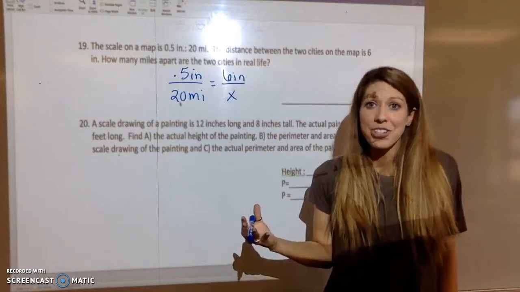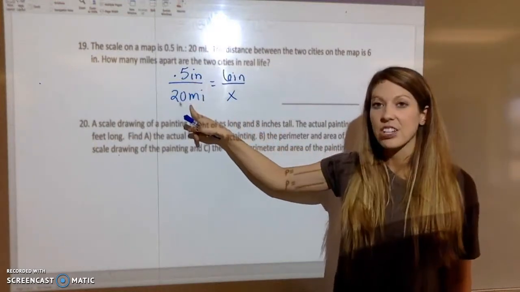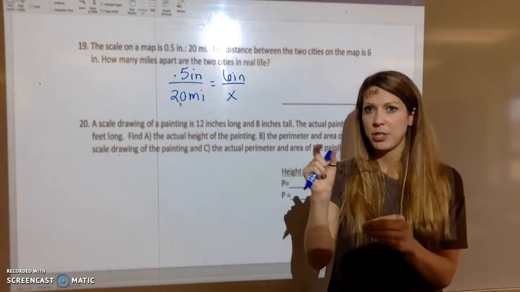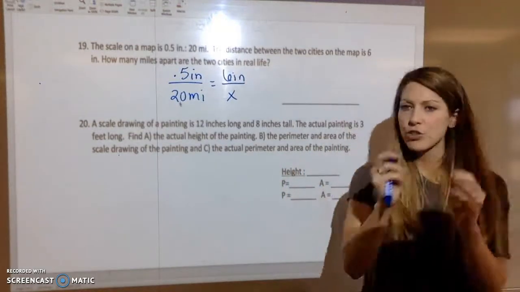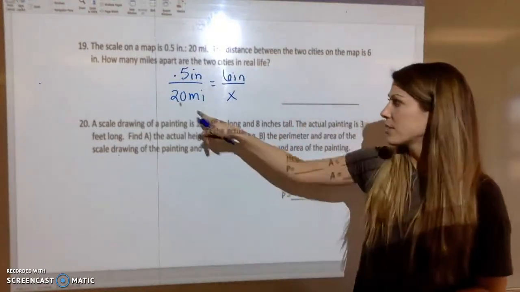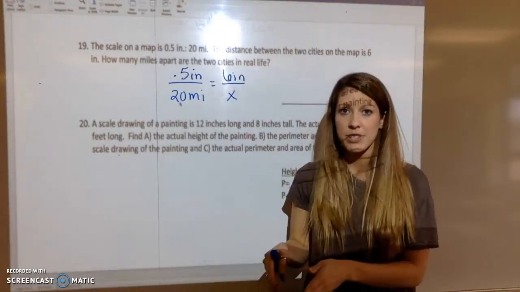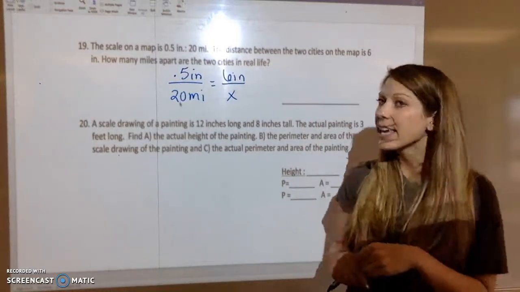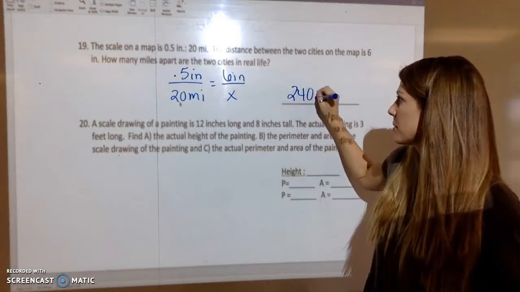Now, you can use logic to solve this problem. So for every 0.5 inches, there are 20 miles. So let's think through this. How many half inches can we put together to get 6 inches? 12. So since it takes 12 half-inch segments to get to 6 inches, then we would take 20 miles for each one, so 20 plus 20 plus 20 plus 20, 12 times, or 20 times 12. So if you take 12 times 20, we get 240 miles.